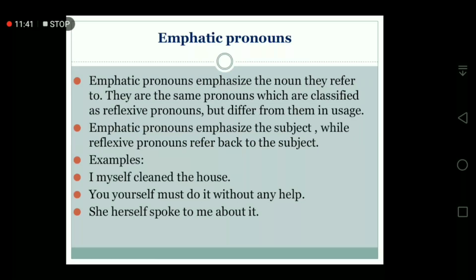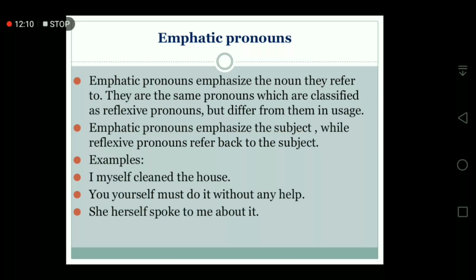Next is emphatic pronouns. So what is emphatic? Emphatic means you are giving emphasis upon something. In the same sense, emphatic pronouns emphasize the noun they refer to. Whichever noun they are referring to, they give emphasis to that particular noun.